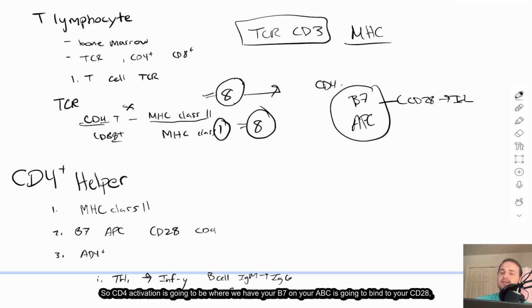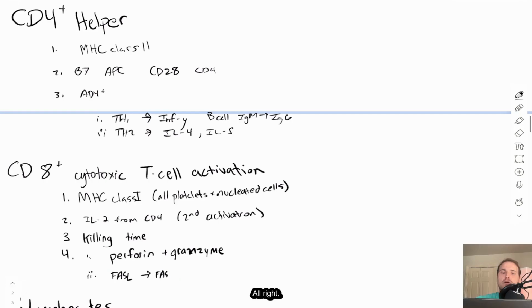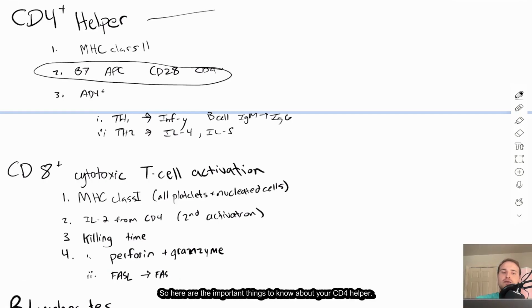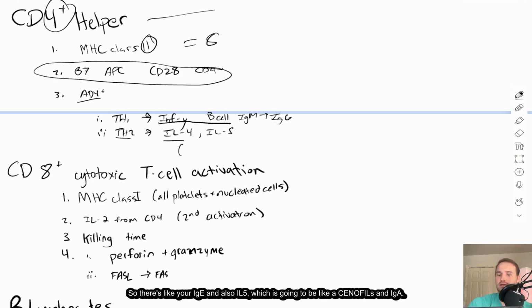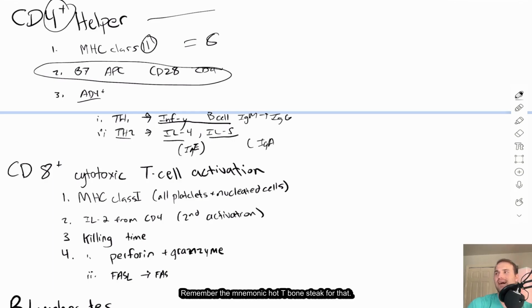So CD4 activation is where your B7 on your APC is going to bind to your CD28, causing the interleukin secretions to happen. Here are the important things to know about your CD4 helper. Once again, 4 times 2 is equal to 8. That's how you remember the class associations with the molecule. TH1 is going to be your interferon gamma, so think of your macrophages and your IgG. Then your TH2 is going to lead to formation of IL-4, so there's your IgE, and also IL-5, which is going to be eosinophils and IgA. Remember the mnemonic hot T-bone steak for that.